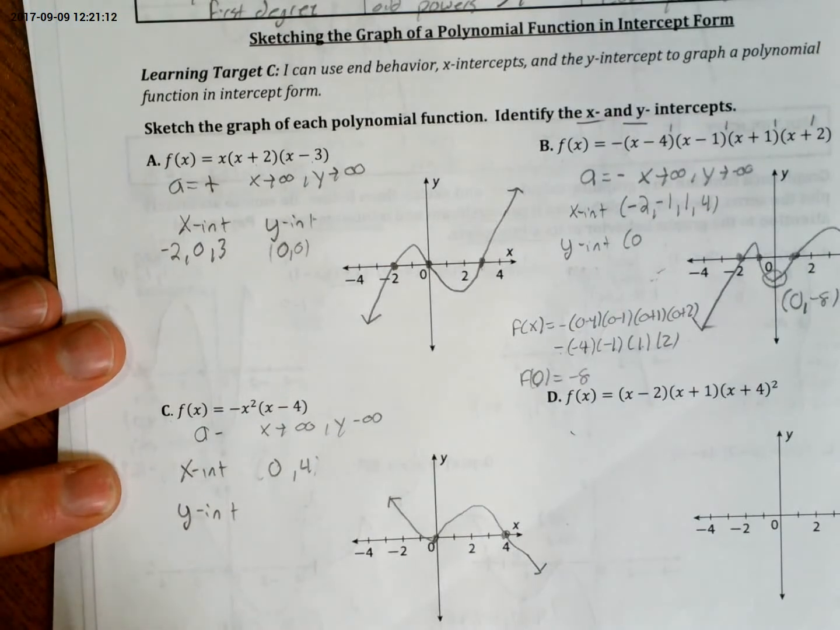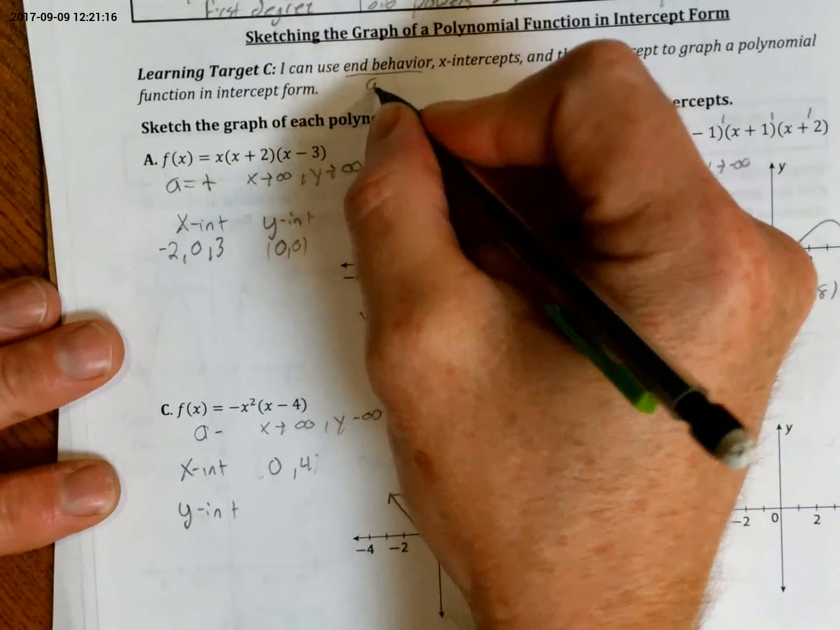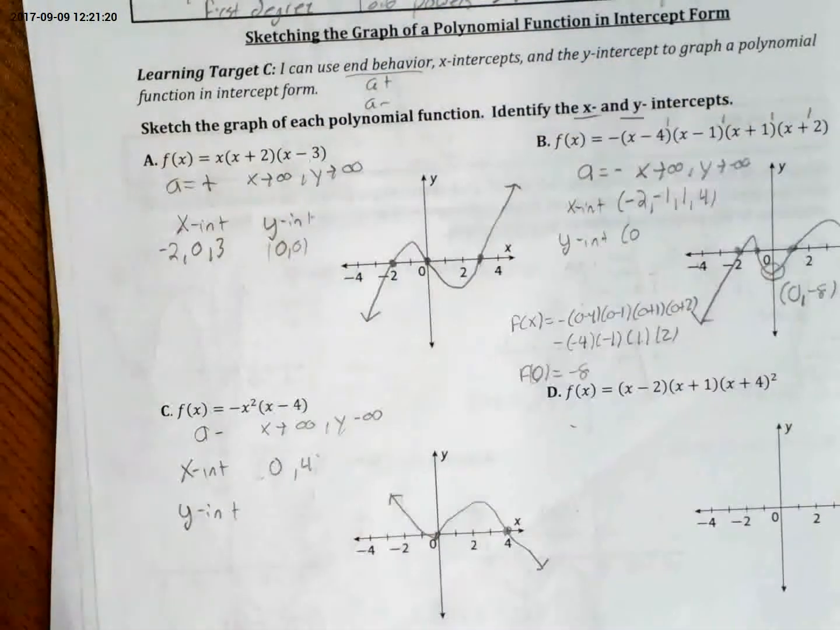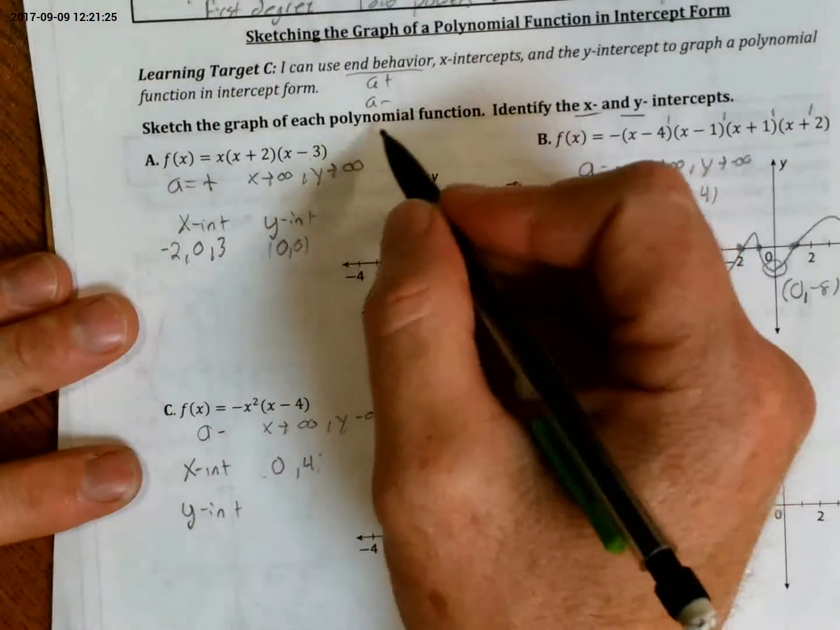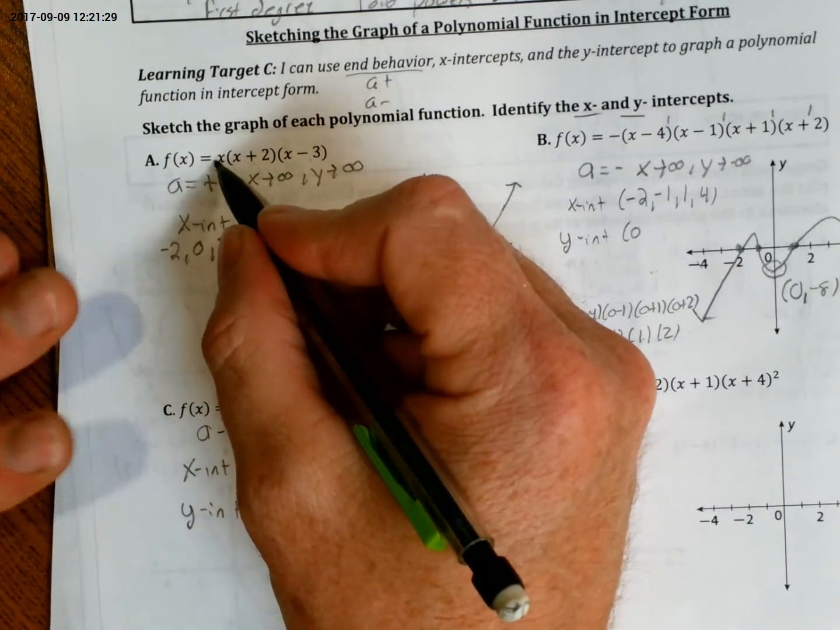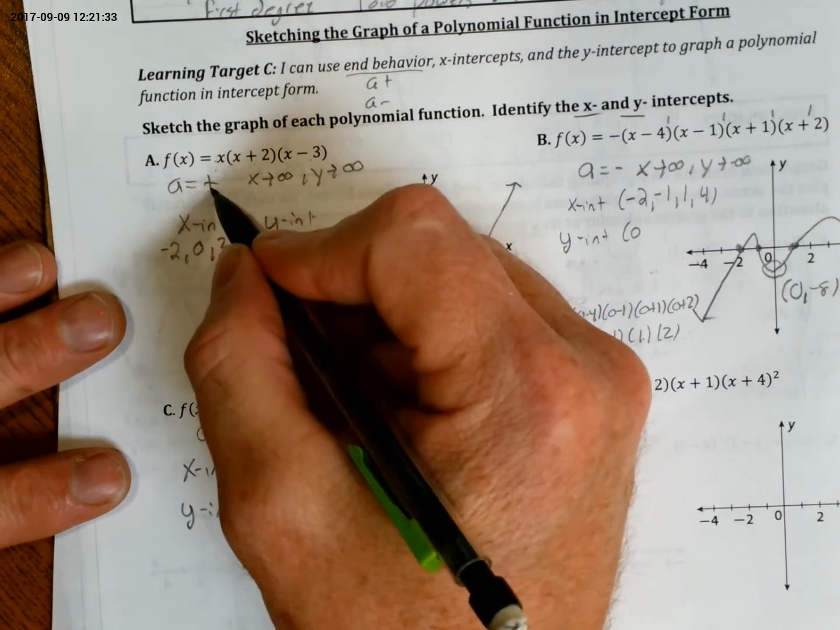All right. So we're going to use end behaviors, more specifically what happens when A is positive or A is negative, x-intercepts and y-intercepts to graph a polynomial function. So here we go. The very first thing you're going to do is find out whether your A is positive or negative. And that's the number right in front, I guess the sign right in front is what it is. And I see that's a positive 1.